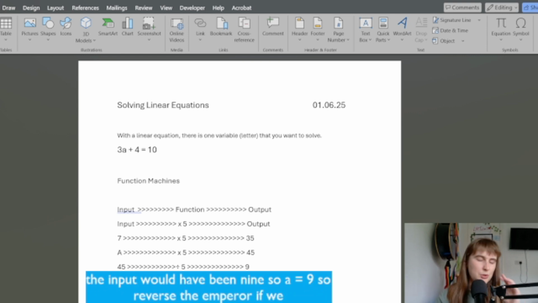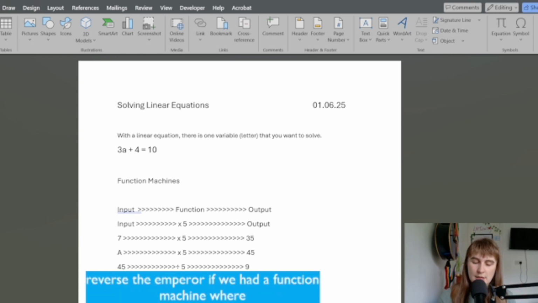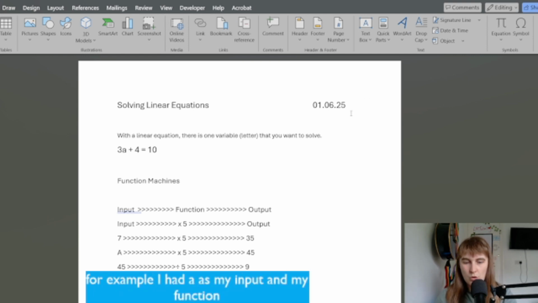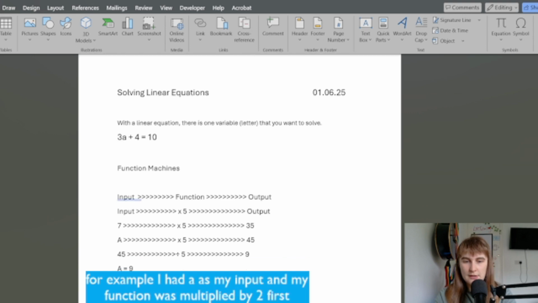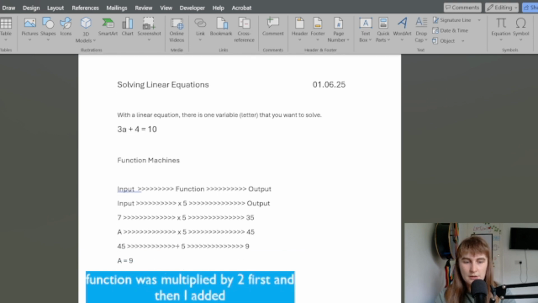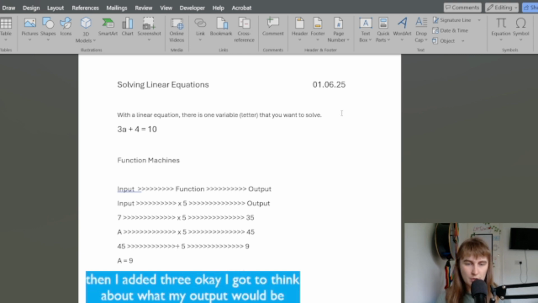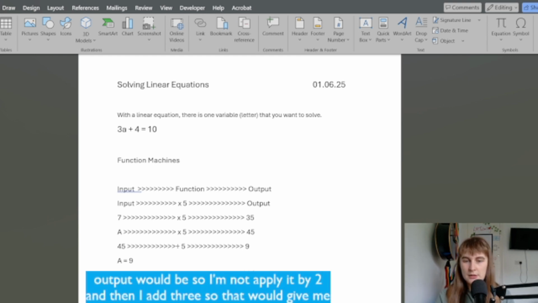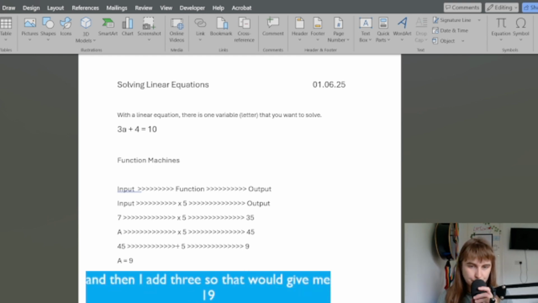If we had a function machine where our functions were more than 1, so let's say, for example, I had 8 as my input, and my function was multiply by 2 first, and then I added 3. I've got to think about what my output would be. So I multiply it by 2, and then I add 3. So that would give me 19.